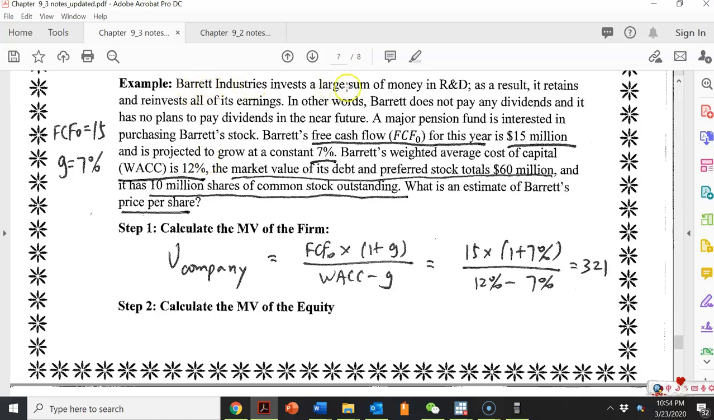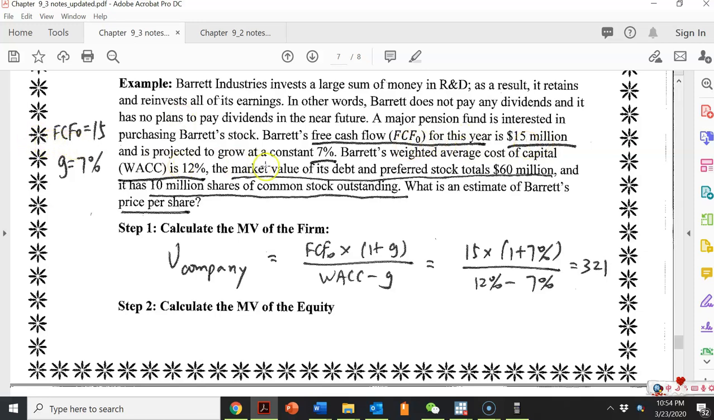This firm invests a large sum of money in R&D. As a result, it retains and reinvests all of its earnings. In other words, this firm does not pay any dividends, and it has no plans to pay dividends in the near future. A major pension fund is interested in purchasing Barrett's stock. Barrett's free cash flow for this year is $15 million. Free cash flow 0 is $15 million.